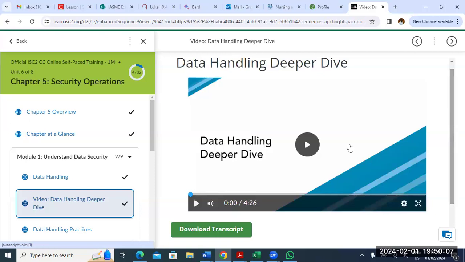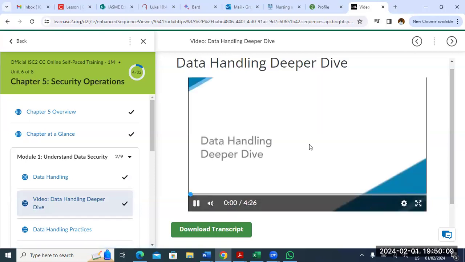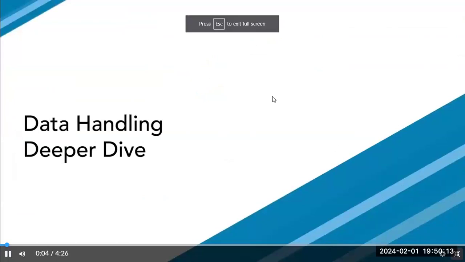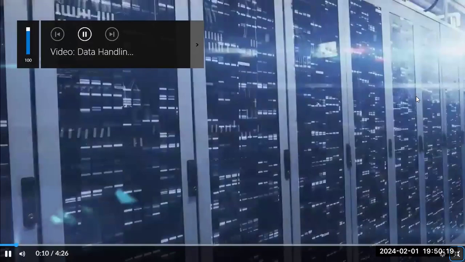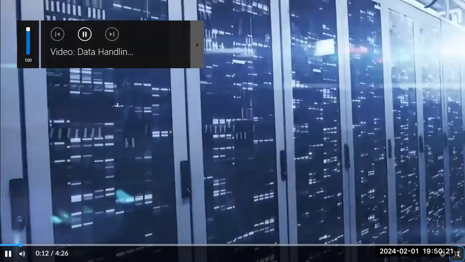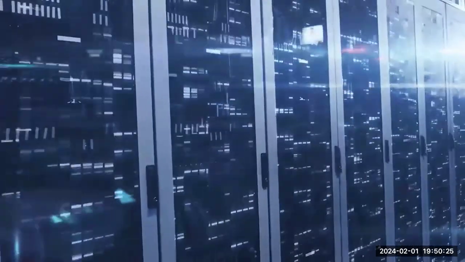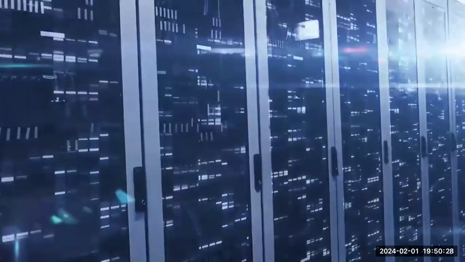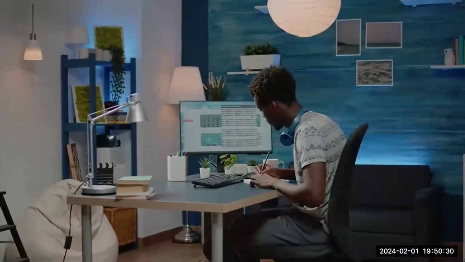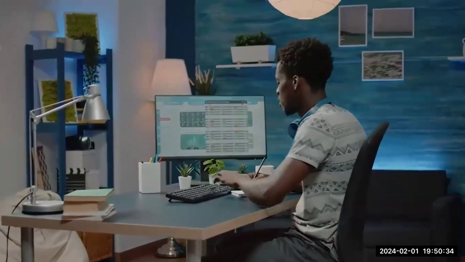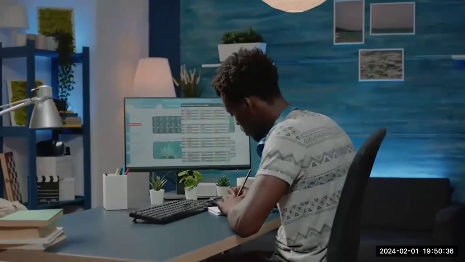Data handling deeper dive. Data handling is extremely important. As soon as we receive the assets, the data we need to protect, we need to make sure we know the best practices for handling this data. First, we need to recognize which assets we need to protect. This is based on the value of the data according to the owner of that data.